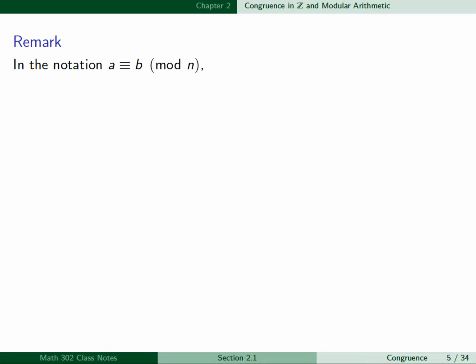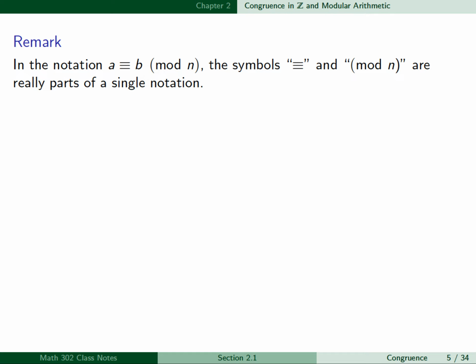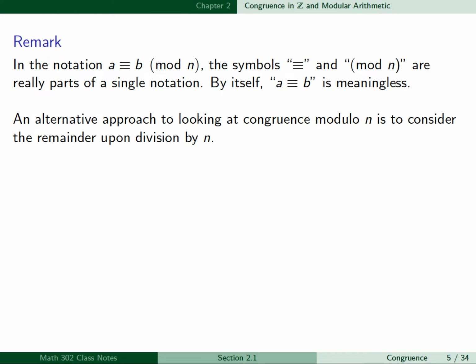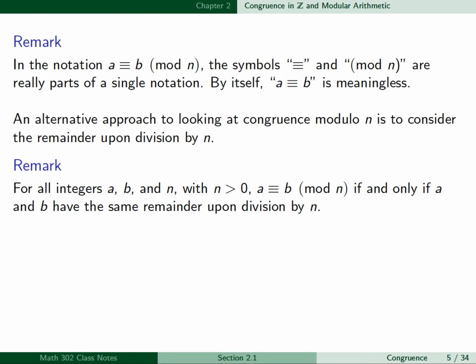Now in the notation a is congruent to b mod n, note that the triple equal sign and the mod n are really parts of a single notation. So by itself, writing a with the triple equal sign b is meaningless. An alternative approach to looking at congruence modulo n is to consider the remainder upon division by n. For all integers a, b, and n with n greater than 0, a is congruent to b mod n if and only if a and b have the same remainder upon division by n. This result will be a homework exercise.